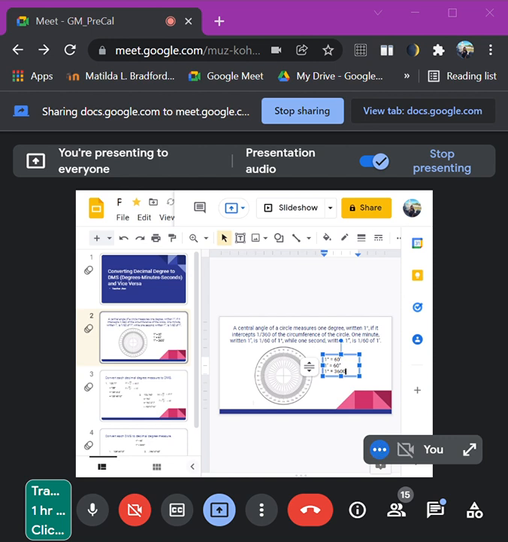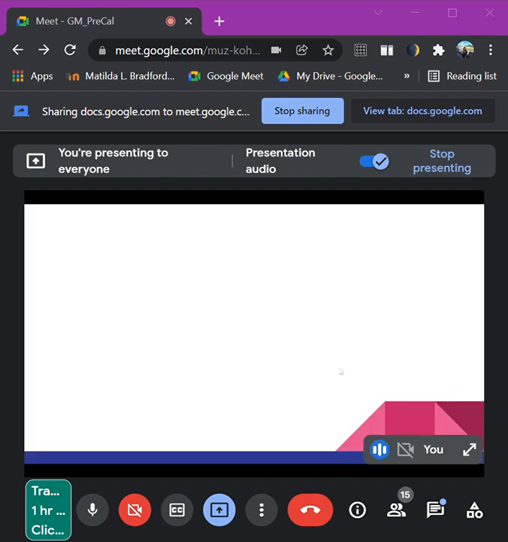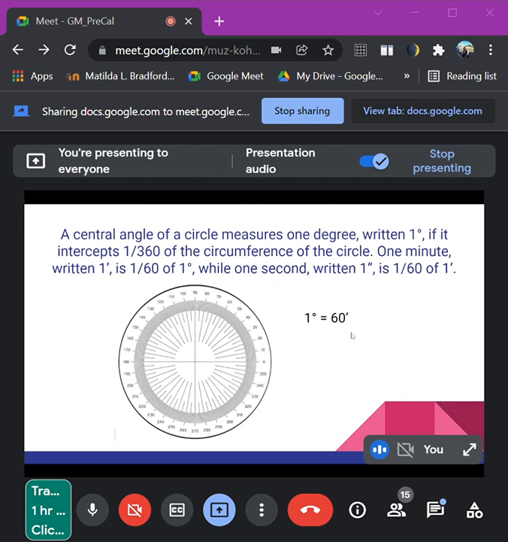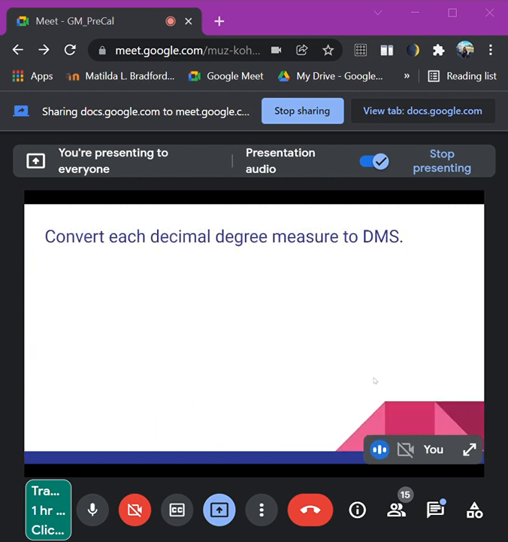Okay. So, you have there, for you to memorize, class, from the previous part: 1 degree is equal to 60 minutes. And then 1 minute is equivalent to 60 seconds. And then 1 degree is equivalent to 3,600 seconds. Okay? So, we are going to change our degrees into minutes and then seconds, or degrees, minutes, and seconds, or DMS. So, let's try to convert.